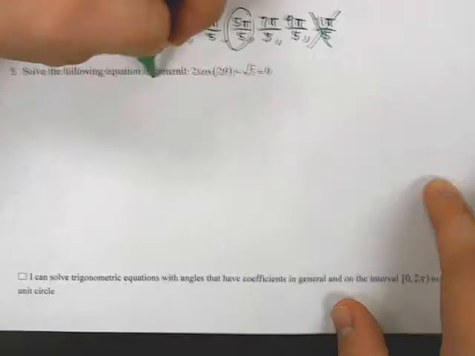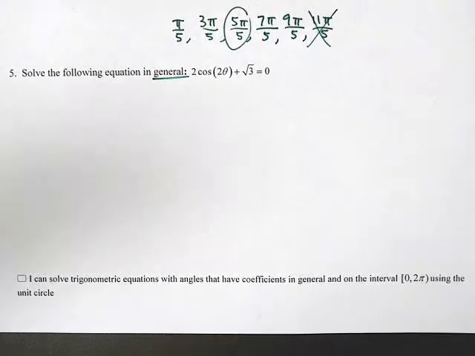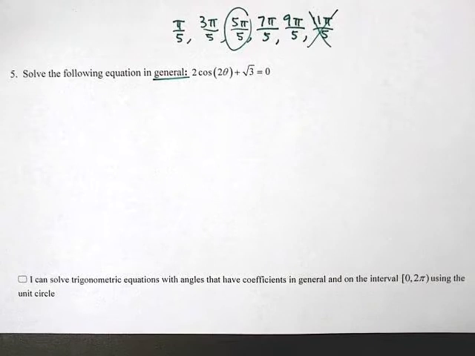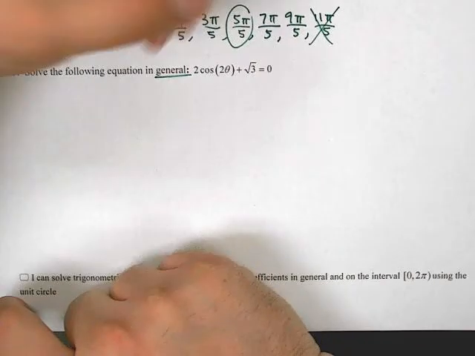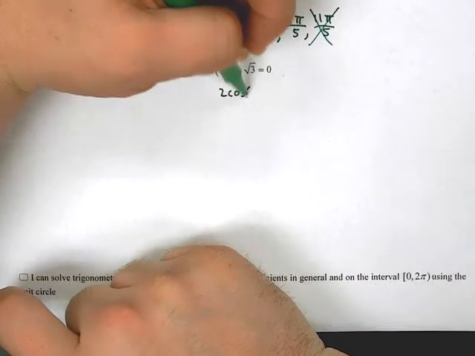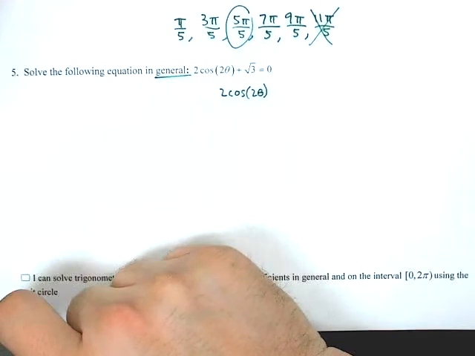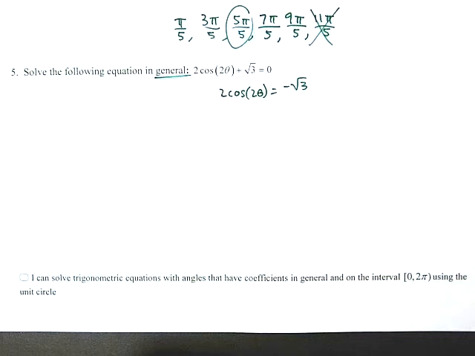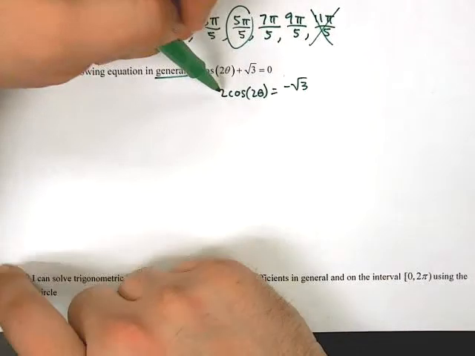Oh, good. General. I like that. So we're just getting equations, and then we're calling it a day. Again, what's the goal? Get the trig function alone. Get the trig function alone. First thing I would do is probably move over that root 3. So I got negative root 3. And then my next step would be to divide by 2.